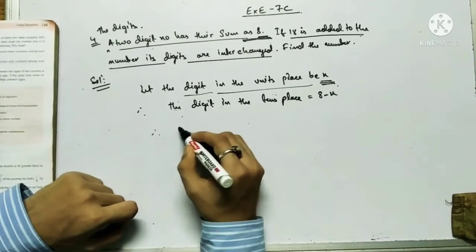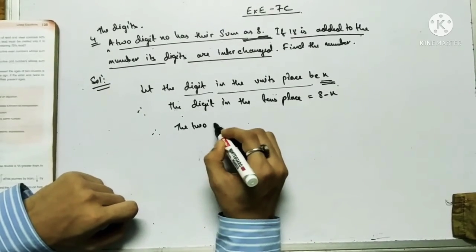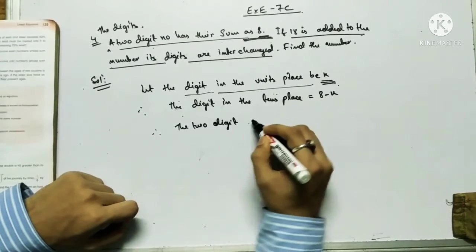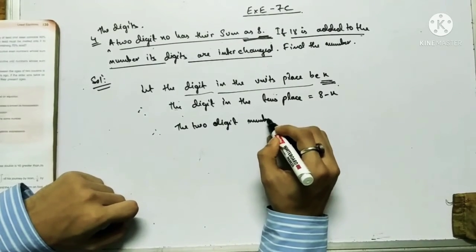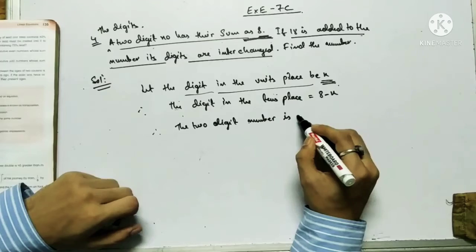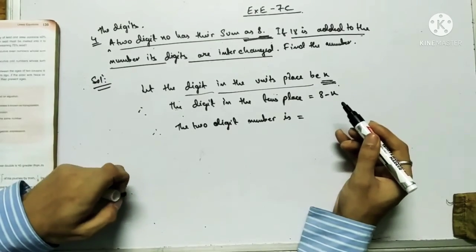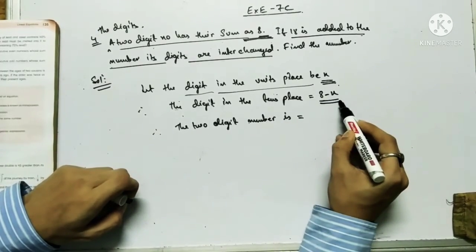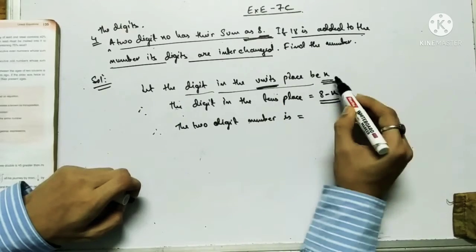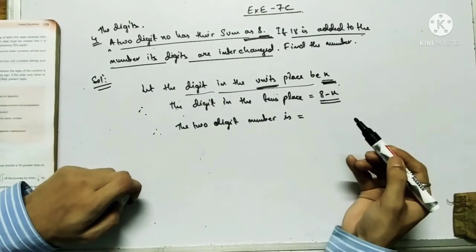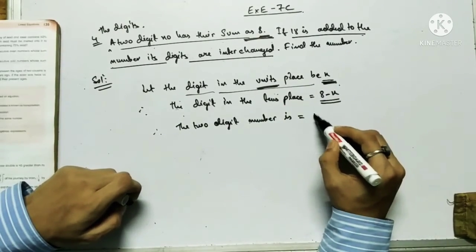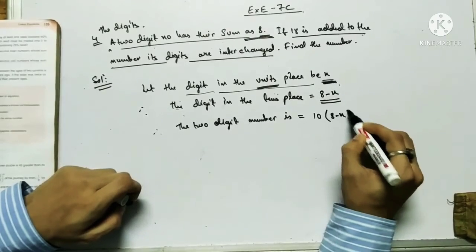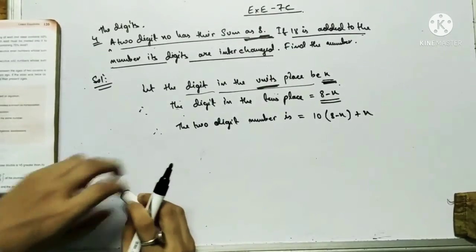Okay, so therefore the two-digit number will be what? The digit in the tens place is 8 minus x and the digit in the units place is x. So the two-digit number will be 10 into (8 minus x) plus x.